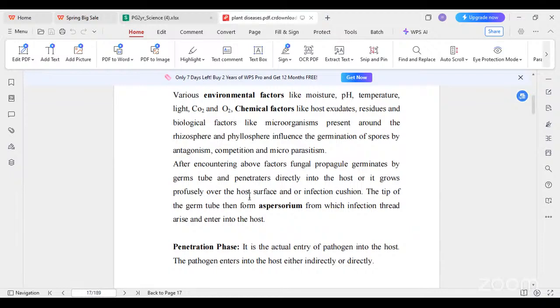After encountering the above factors, the fungal propagule germinates by germ tube and penetrates directly into the host, or it grows profusely over the host surface and forms infection points. The tip of the germ tube then forms appressoria, from which infection threads arise and enter into the host.